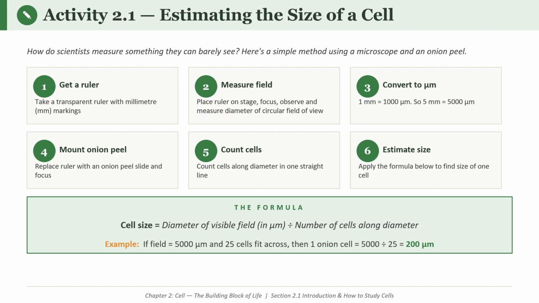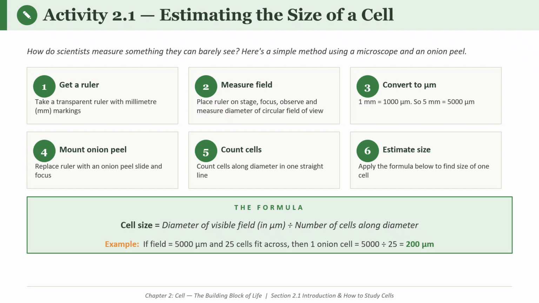Here we are going to see one activity: estimating the size of a cell. How do scientists measure something they can barely see? Here is a simple method using a microscope and an onion peel. What is the purpose of the activity, children? Cells are too small to measure directly, so scientists use a microscope method to estimate their size indirectly. This activity shows how to calculate the approximate size of a cell using the field of view. Let us see the step-by-step procedure.